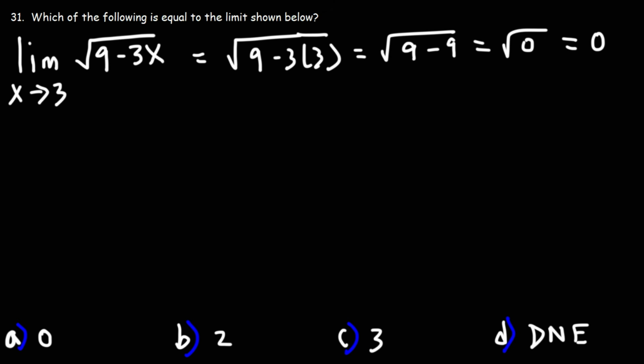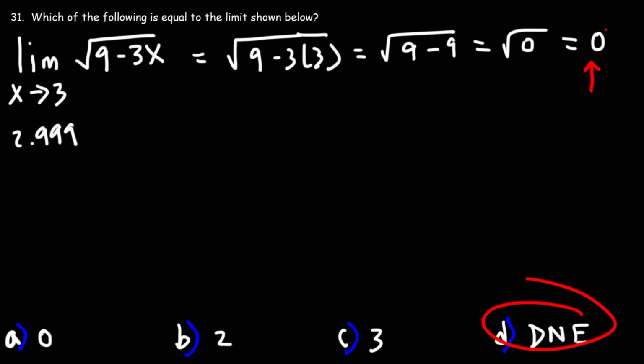And even if you were to plug in, let's say, 2.999, you would get an answer close to 0. But there's a reason why it's not equal to 0, which may sound confusing. But before we get into the reason, just remember this. When you're dealing with radicals and limits, anytime the radical produces a 0 is where you have to be careful, because there's a good chance the answer will be that the limit doesn't exist.